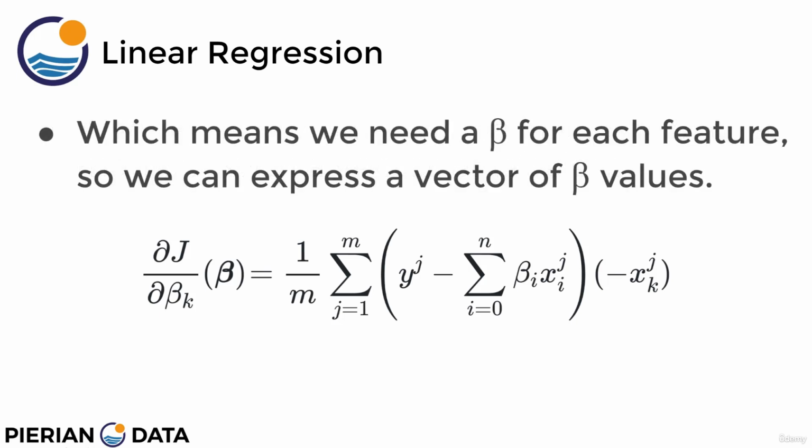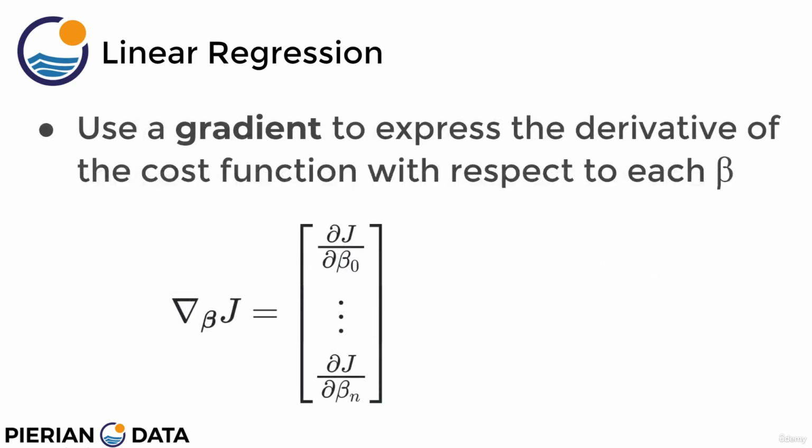Which means what we could also do is, since I need a beta coefficient for each feature, I can express a vector of beta values. That means I can use a gradient to express the derivative of the cost function with respect to each beta. And essentially what we have here is the matrix notation that we're calling this gradient. And that's what that upside down triangle means. It's just the mathematical notation for a gradient, in case you haven't seen it before. But what we can see here is it's holding in matrix notation the partial derivative of the cost function with respect to every single beta coefficient. Sometimes some people describe the gradient as just a multidimensional derivative.